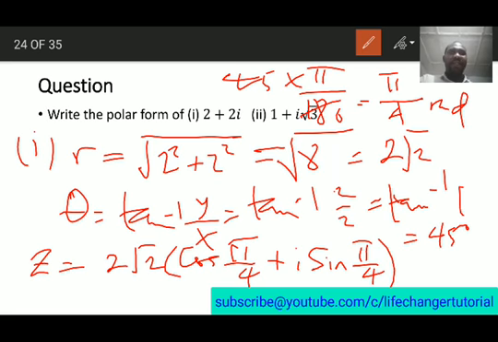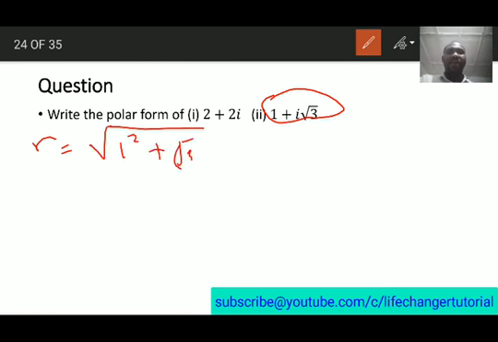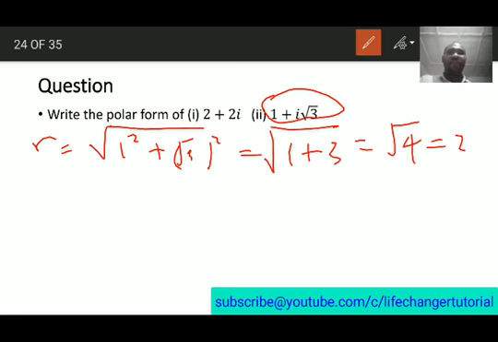Okay, so let's see the second one. We have 1 plus i root 3. First of all, we find r. What is r? r is the square root of 1 squared, that's for the real part, plus root 3 squared, that's for the imaginary part. So that will be the square root of 1 squared, which is 1, plus root 3 squared, which is 3, because the square just cancels the root. So that will give us root 4, and root 4 is 2. So that's our value for r.